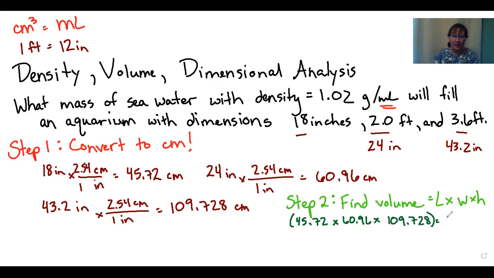Again, calculator. 45.72 times 60.96 times 109.728. Oh my goodness. And I get 305821.9432. Wow. Okay. So first of all, let's go ahead and we need to simplify that.